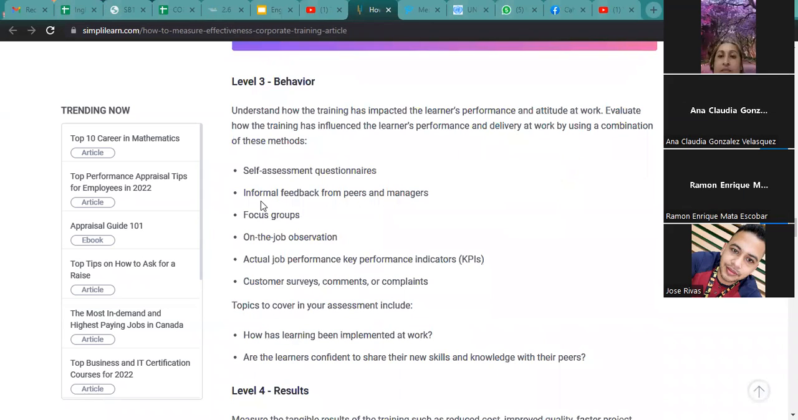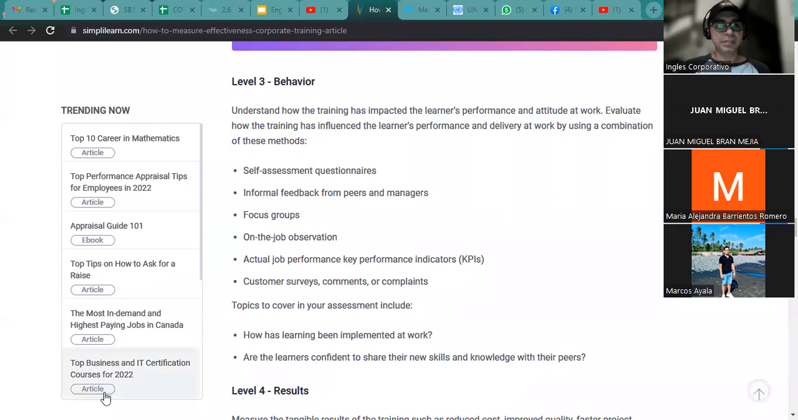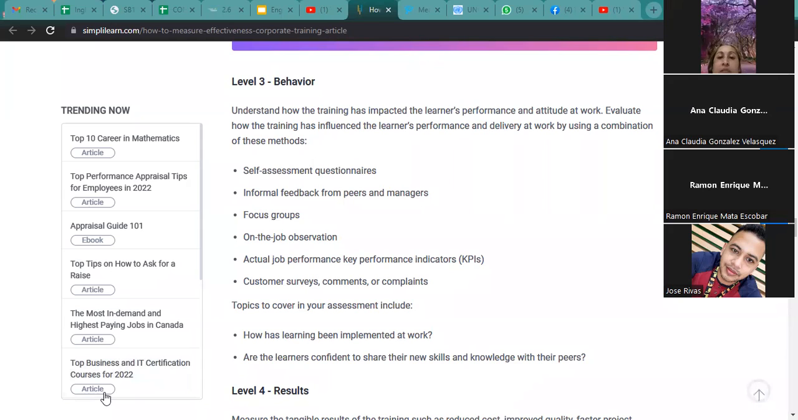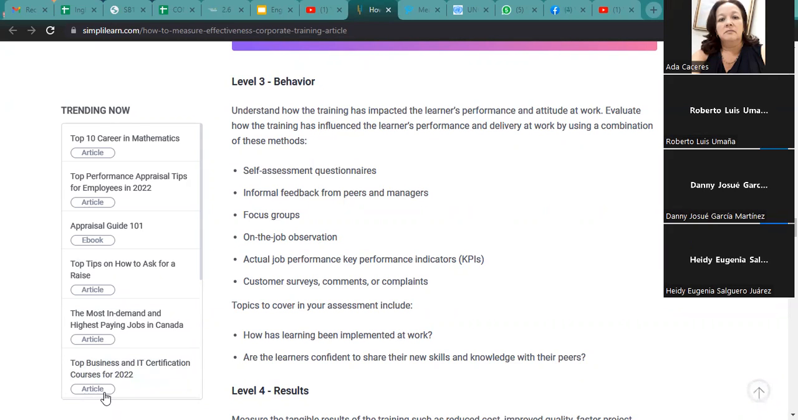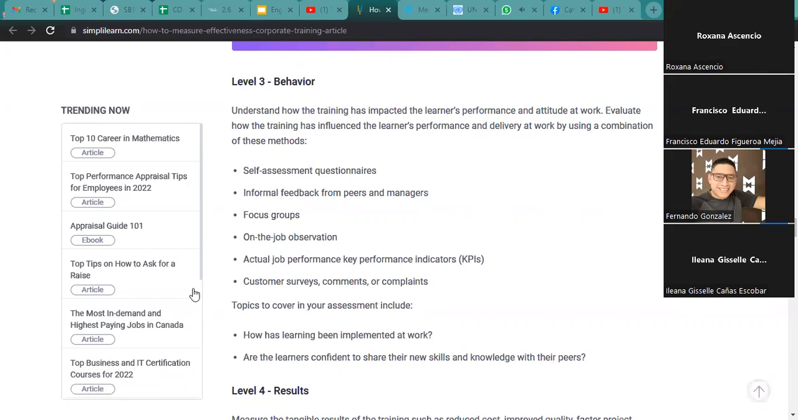That is going to be for, let me check. Who hasn't read? Heidi, could you please help with number three? Hello, Heidi, are you here with us? Not possible, okay. Roxana Asensio. Okay.